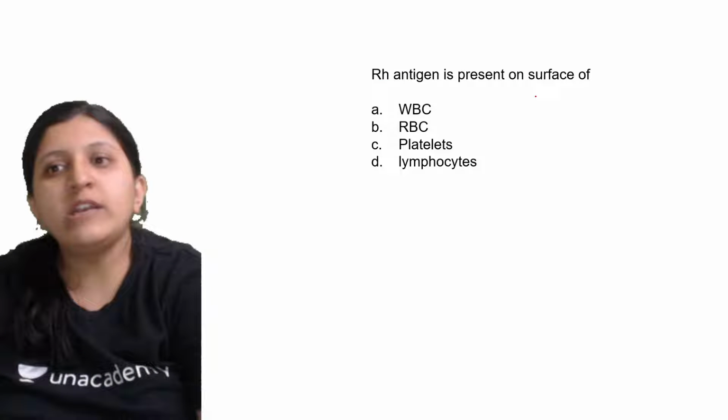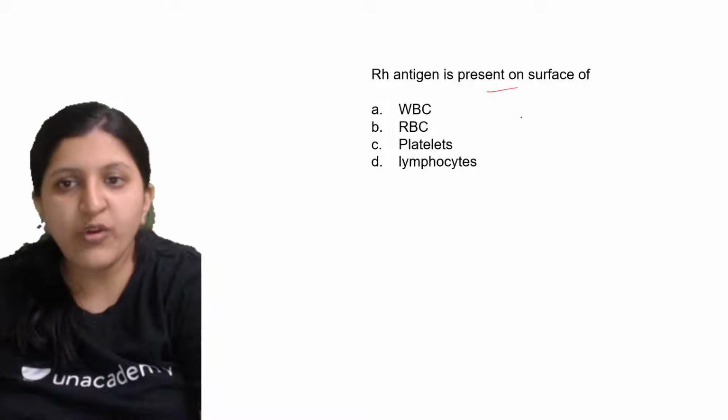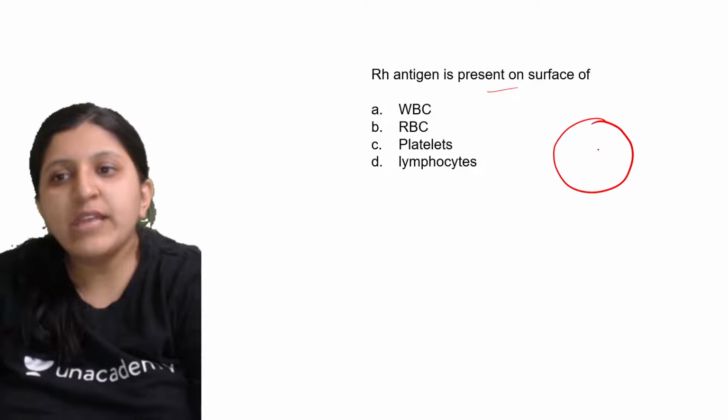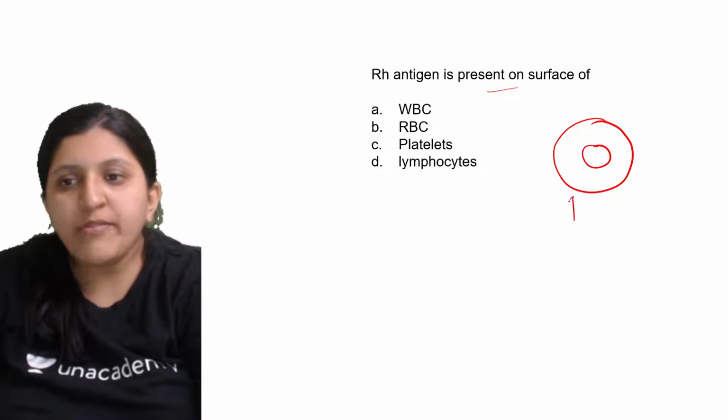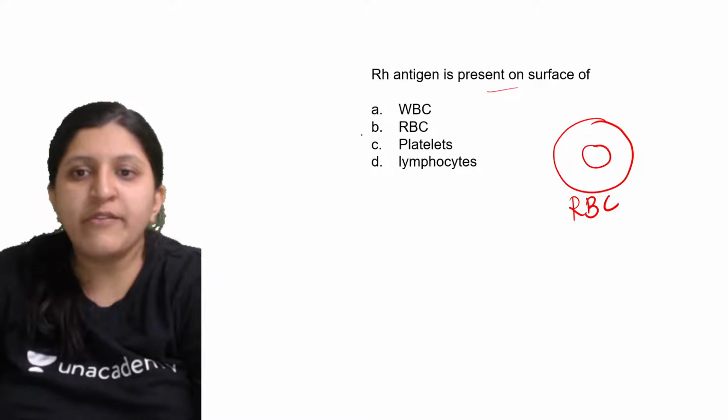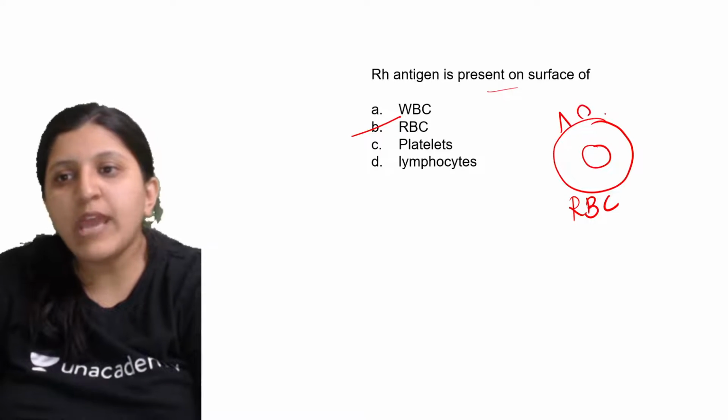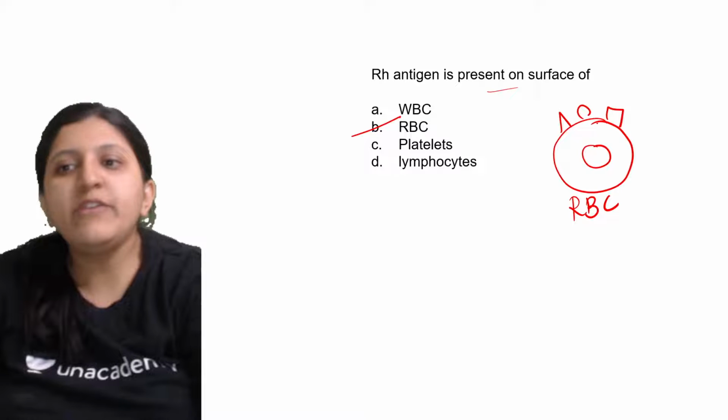Now, the RH antigen is present on the surface of what? We always find these antigens with respect to blood grouping on the RBC. So RBC is the answer here, where we can find different types of antigens.